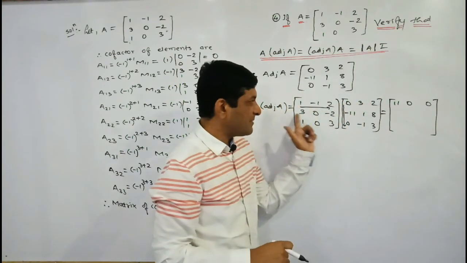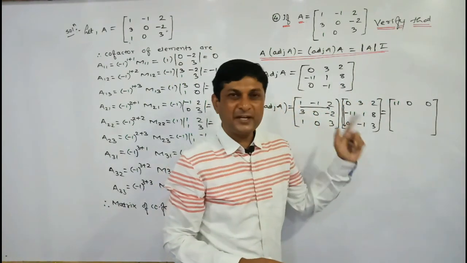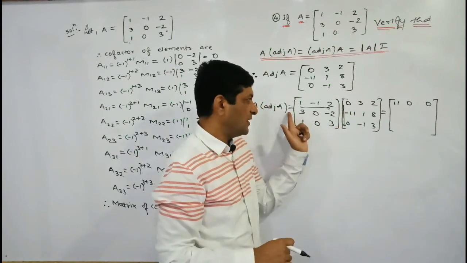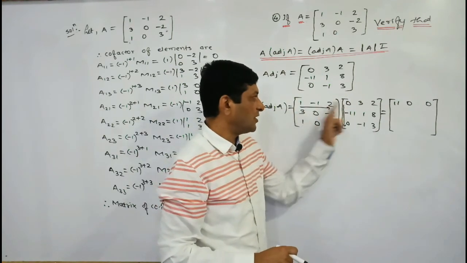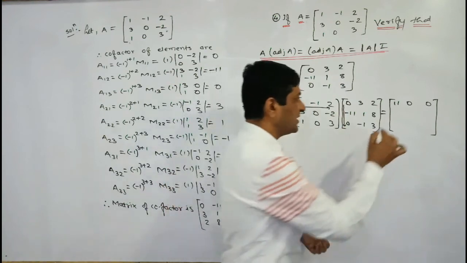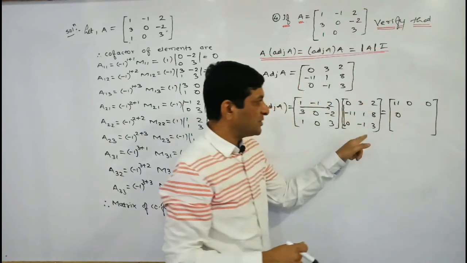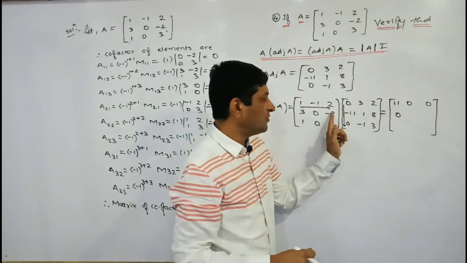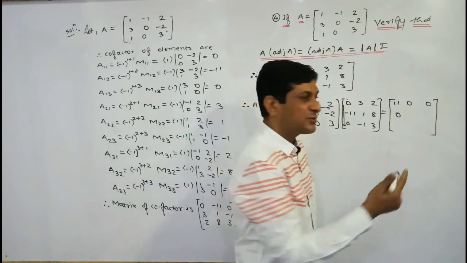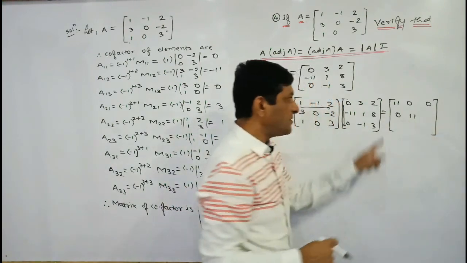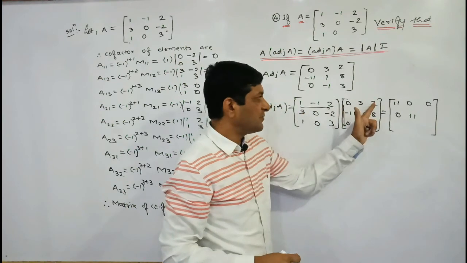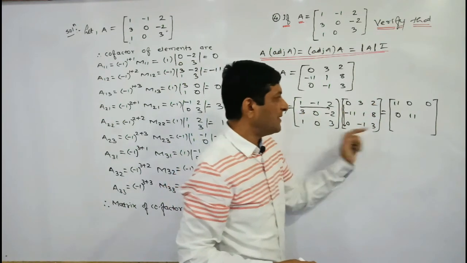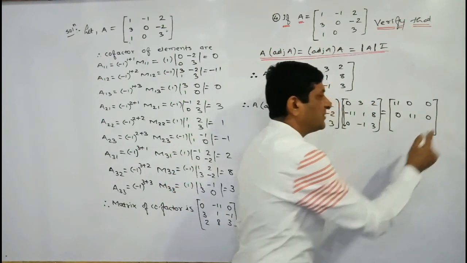Now I am multiplying by the second row. Since I am multiplying by the second row, we will get the elements of the second row. So multiply the second row by the first column: 0 plus 0 plus 0 will be equal to 0. Now multiply by the second column: 9 plus 0 plus 2, which will be equal to 11. Multiply by the next column. Here we will get 0 minus 6 plus 6, which will be equal to 0.